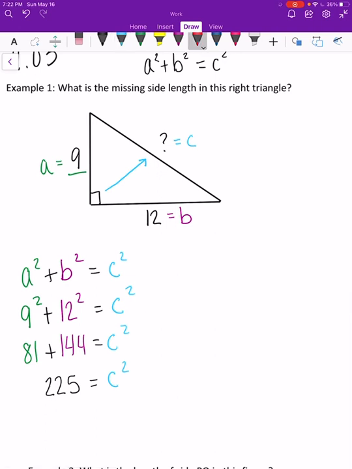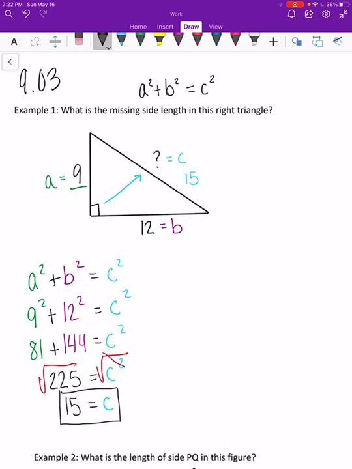And how we solve for c is to get rid of that squared, we have to take the square root, and they cancel each other out. But remember, we have to do the square root on this side too. So in your calculator, if you do the square root of 225, it's 15. So 15 equals c, and that's our answer. And your hypotenuse is always your longest side. So this 15 should be longer than 9 and 12. And it is.